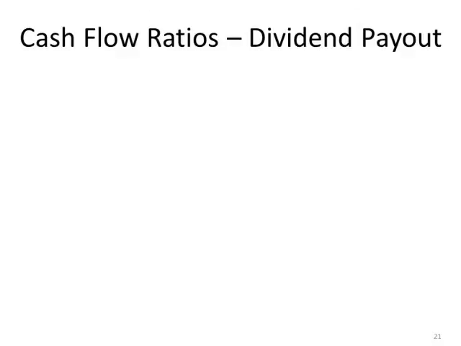Cash flow ratios, dividend payout. So the final cash flow ratio we will look at is called the dividend payout. So this looks at how much the company pays in dividends.